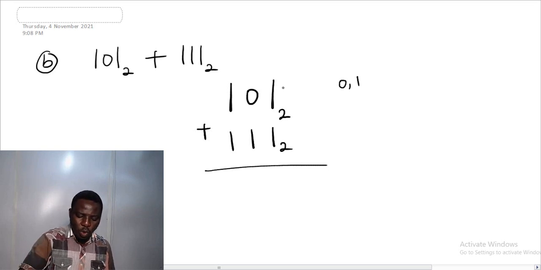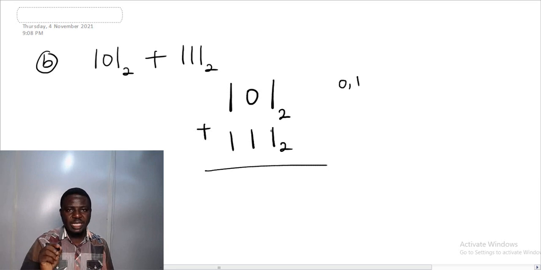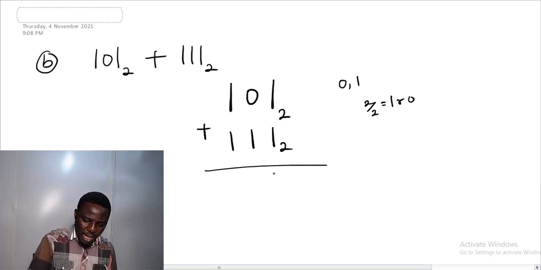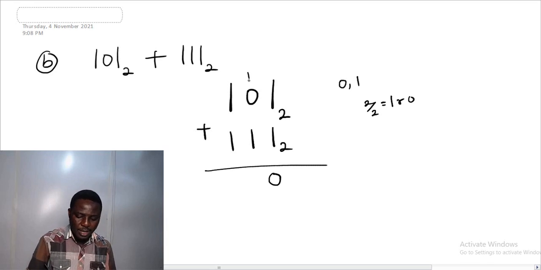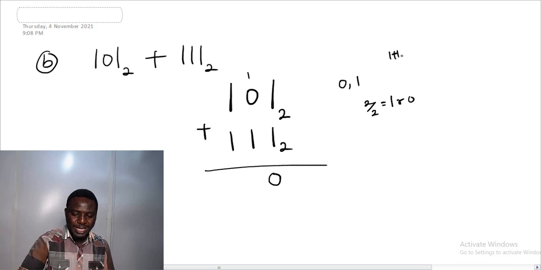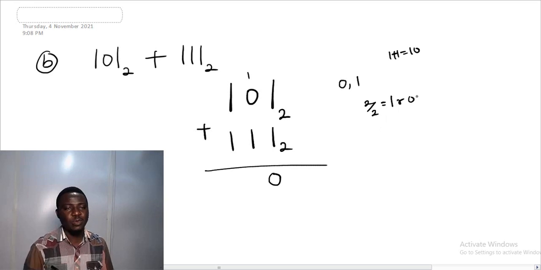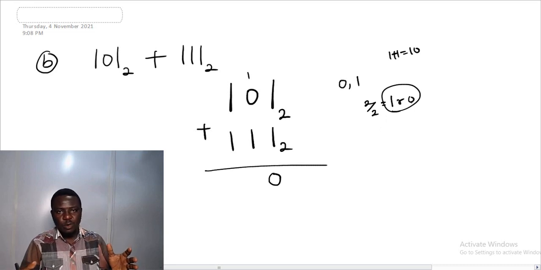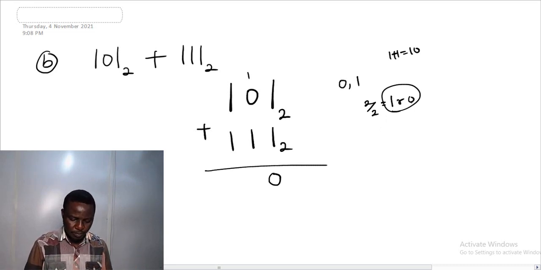So 1 plus 1 gives us 2. But 2 is not a digit in base 2. So we are going to divide 2 by 2. And 2 divided by 2 is said to be 1, remainder 0. So I'm going to write down 0 and carry 1. In your junior secondary, you were taught that 1 plus 1 in base 2 is actually 10. But this is how they got the 10. By dividing 1 plus 1, which is 2, 2 divided by 2 gives us 1 remainder 0. So this is what your teacher never told you. I think maybe it's because of your intellect at that age.